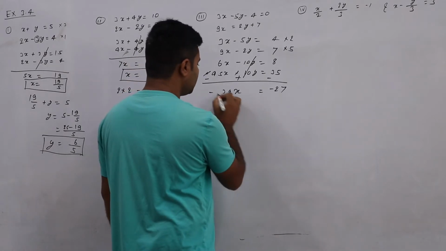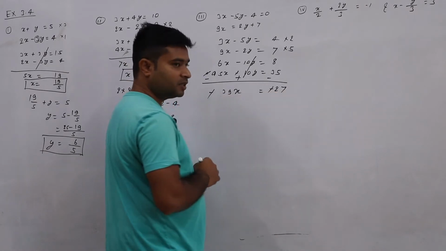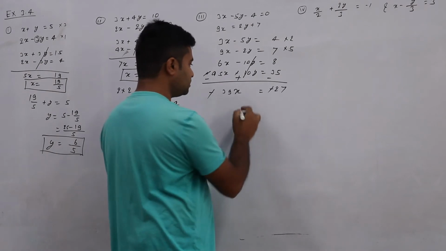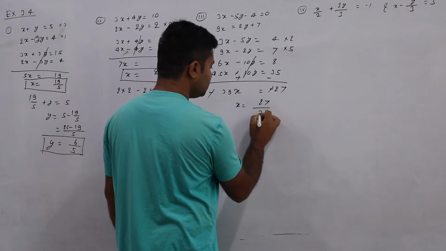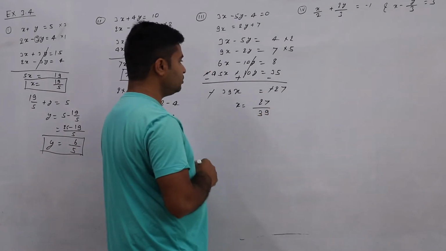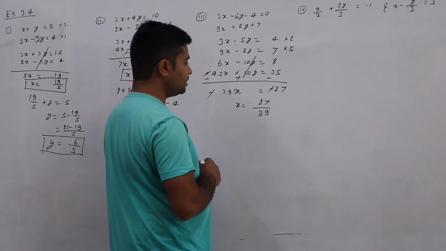Next, minus and minus cancel. So x is equal to 27 by 39. Everything correct or not?